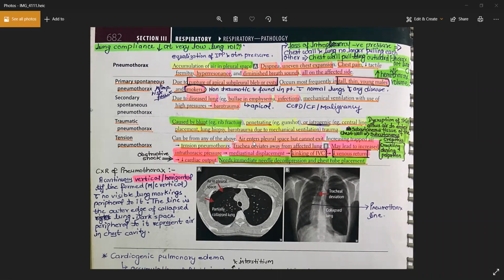Tracheal deviation ultimately can happen. See, in this patient, you are seeing the tracheal deviation. That means this patient is having a tension type pneumothorax, right? Not a normal type. You won't see a tracheal deviation in a normal pneumothorax. Only in the tension pathology you can have it.